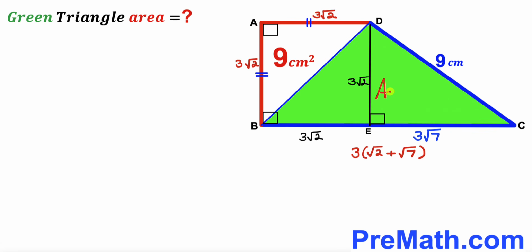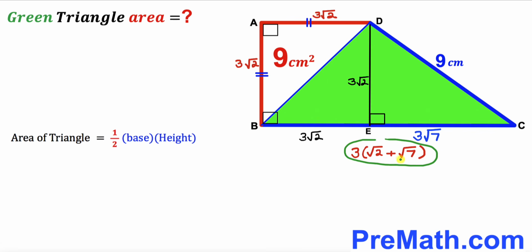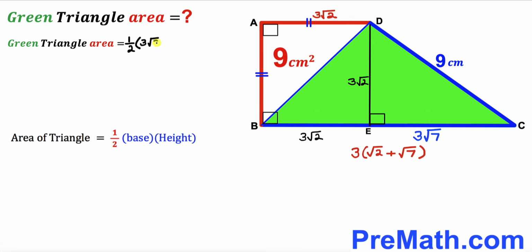And now here is our final step. We are going to calculate the area of this green shaded triangle BCD. And we know the area of the triangle formula is a half times base times the height. And in our case, the base of this triangle is 3 times square root of 2 plus square root of 7. And the height is 3 times square root of 2. So therefore the area of this green shaded triangle is going to be a half times 3 times square root of 2, and then times 3 times square root of 2 plus square root of 7.